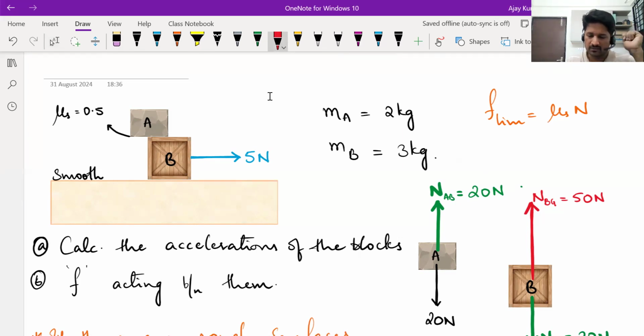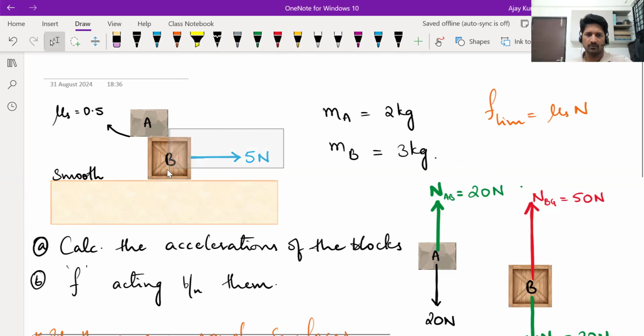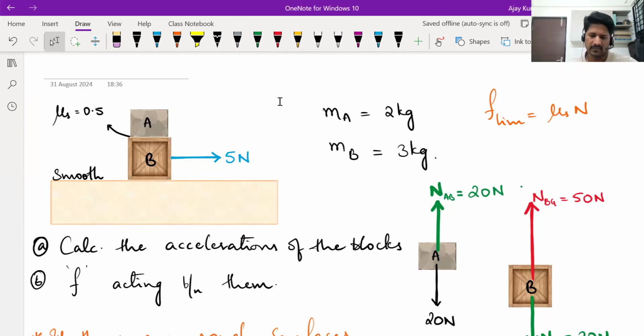Tell me, in which direction should friction act on the block B? If this is what would happen, and friction hates sliding, I told you, no? So how should friction act on block B? Like in which direction should it act? Towards the left, sir. Towards the left, backwards. What exerts this friction on B? From where does it arise?